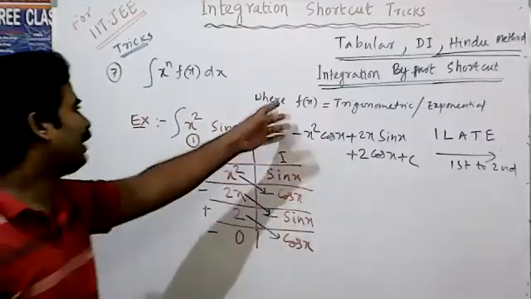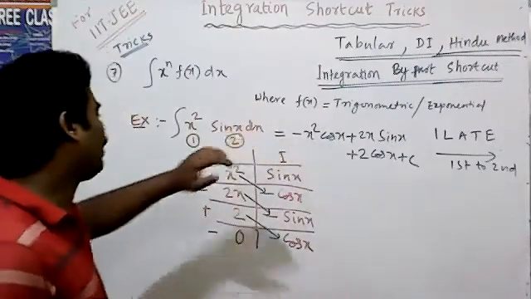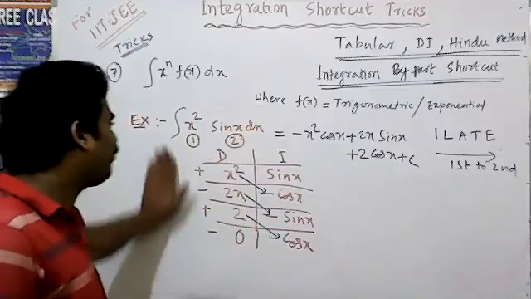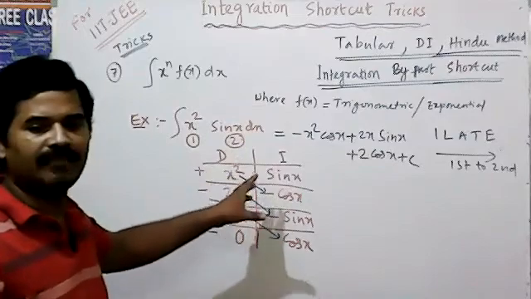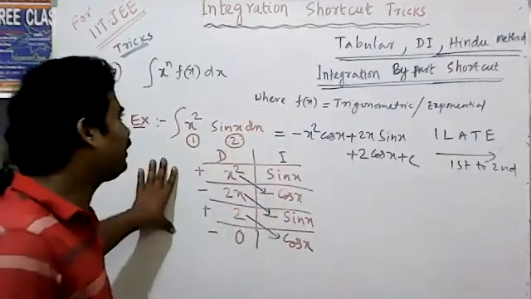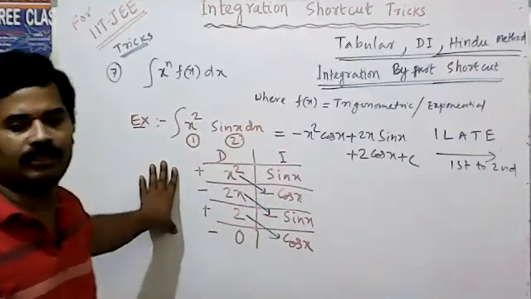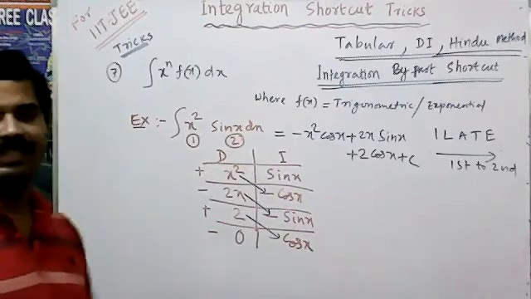This is based on the DI method. This is the DI or tabular method. This is the tabular form or DI method. This is generated by Hindu, so that's why this is also called the Hindu method. Okay, that is very easy.